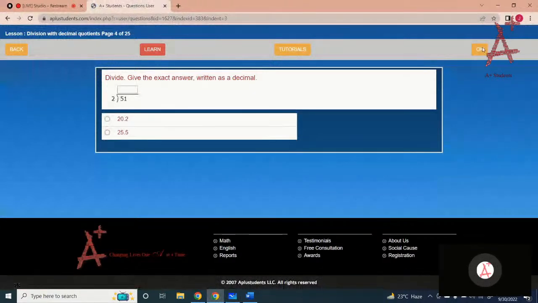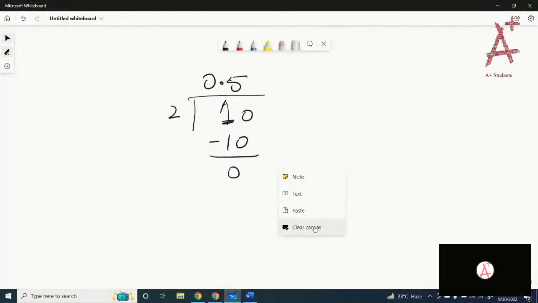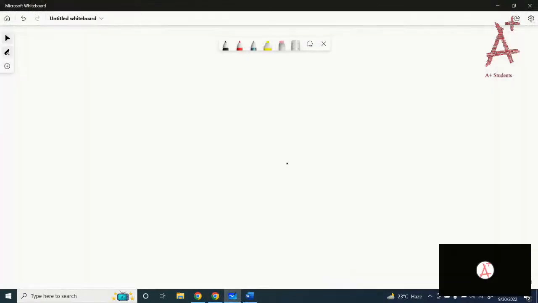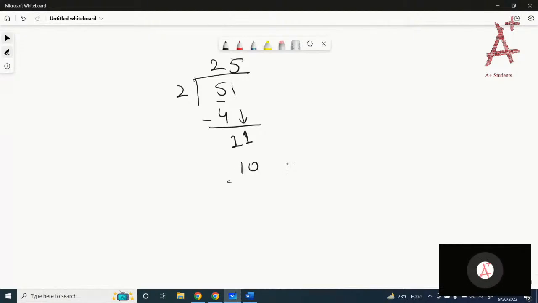Okay, the next one is 51 divided by 2. So count the table of 2 until you get 5 or a number that is less than 5. So 2 times 2 is 4 and 5 subtract 4 is 1. Now bring the next digit down. So you have to count the table of 2 until you get 11 or a number that is less than 11. So 2 times 5 is 10 and 11 subtract 10 is 1.